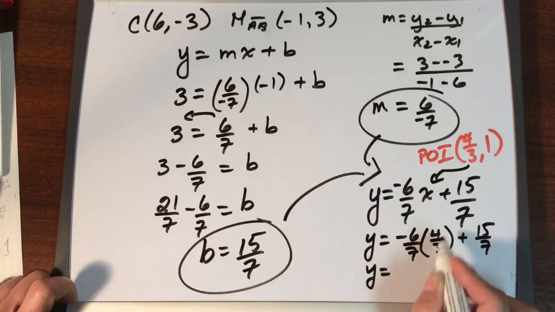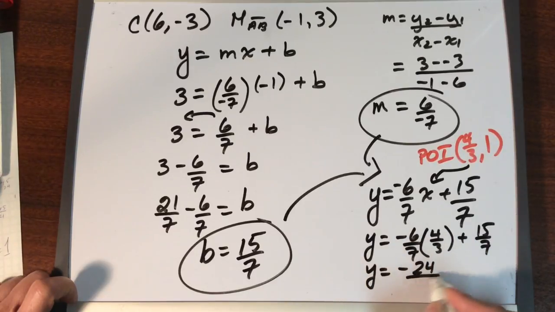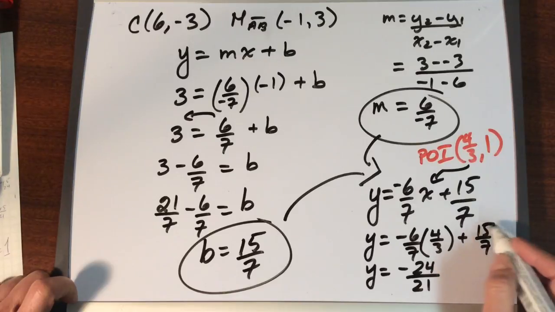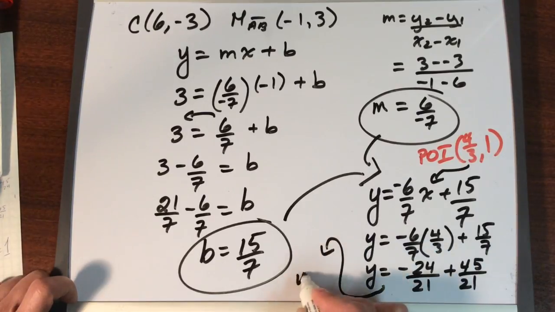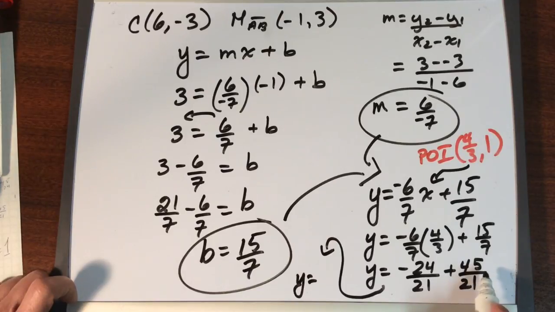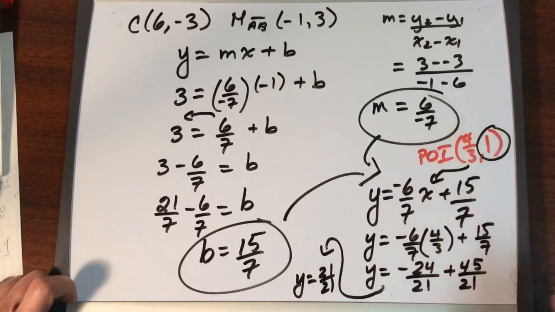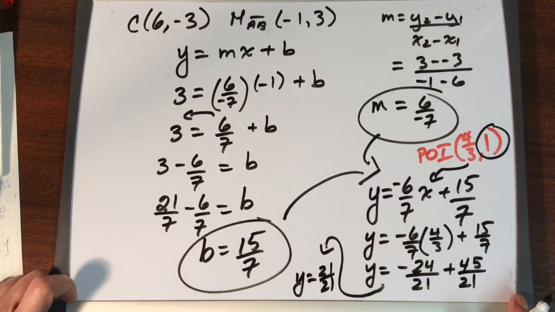y is equal to negative 6 and 4, it's negative 24 over 21. We want to change this so that we have a common denominator, which is 21. So multiply by 3, plus 45 over 21. And I don't have much room here, so I'm just going to go here. y is equal to negative 24 plus 45 is 21 over 21. And that equals 1. So it does work. Perfect.